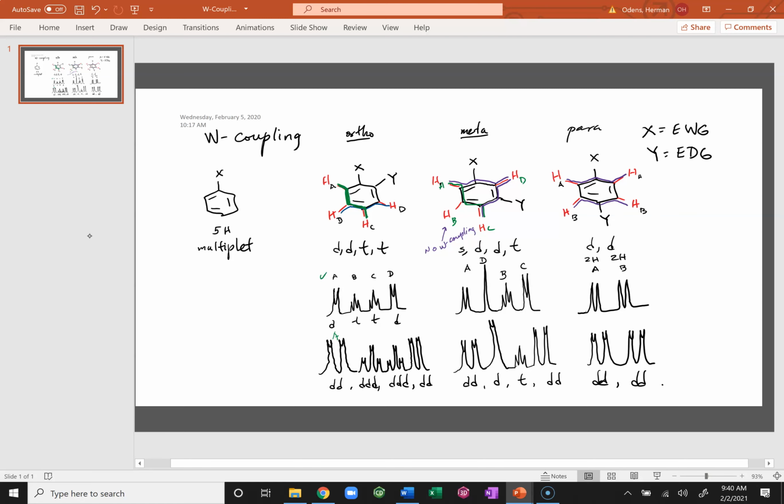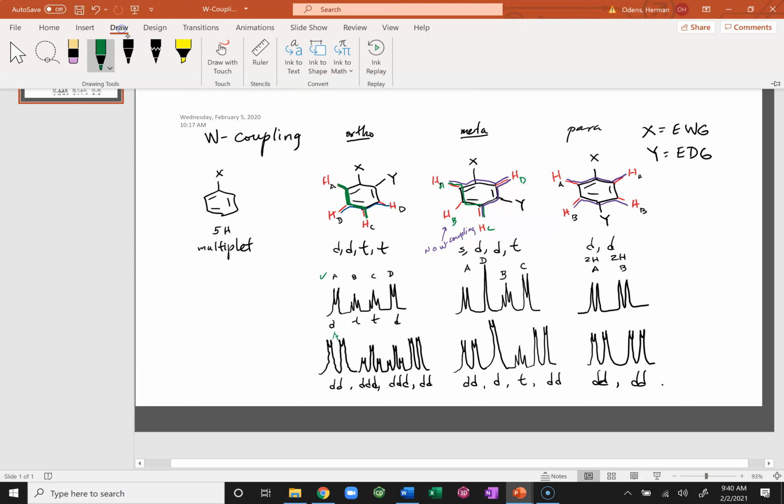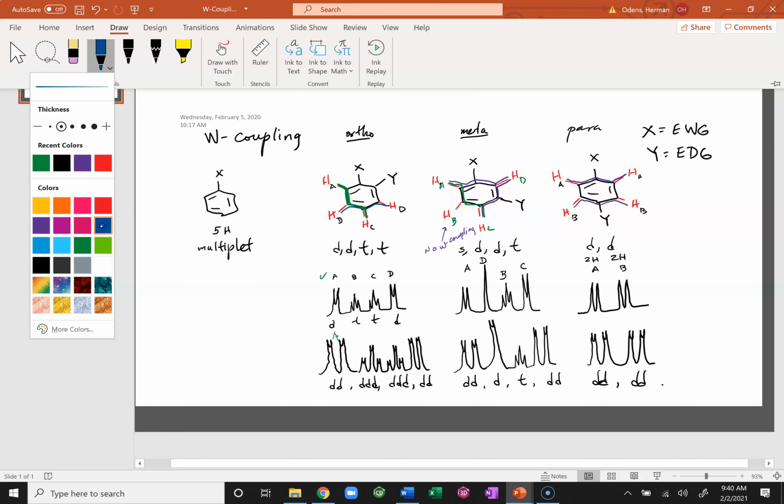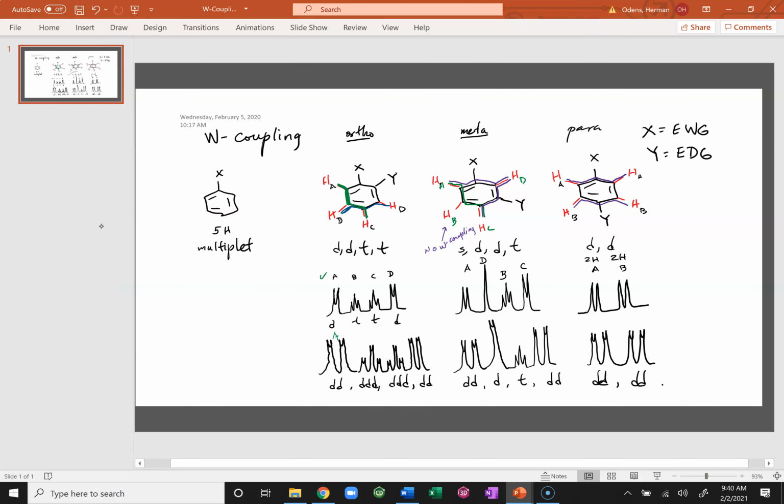All right, so signal B has a W coupling also. I'm going to put it in blue here with D. So it goes all the way there. That's a W coupling. So signal B is a triplet, or was a triplet here, and now will be a doublet of doublets. That's why this is represented like that. That's what's happening in the real world.